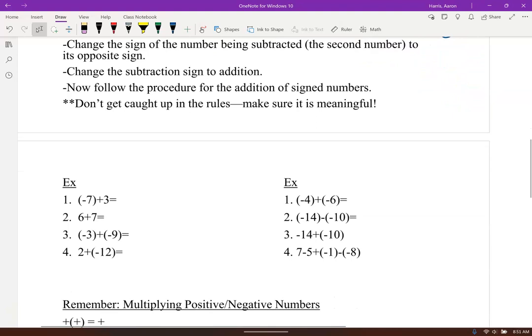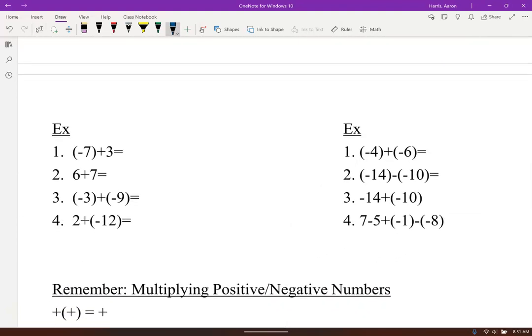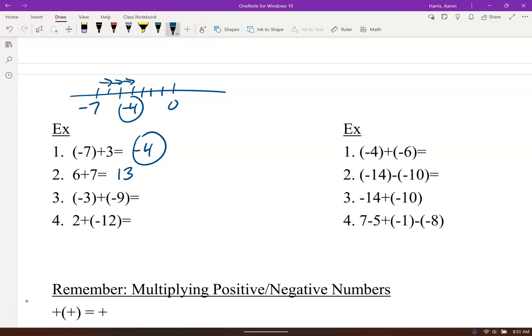So let's go ahead and practice a few here. -7 plus 3. So -7 plus 3 would end up at -4. 6 plus 7, of course, would be 13.